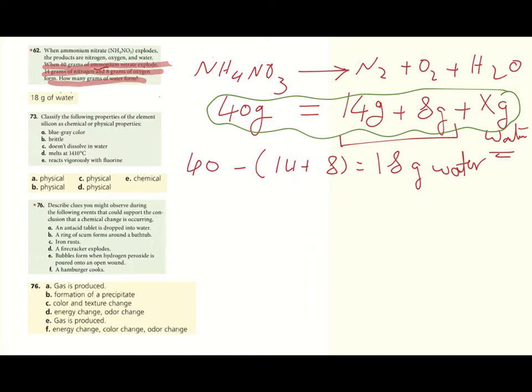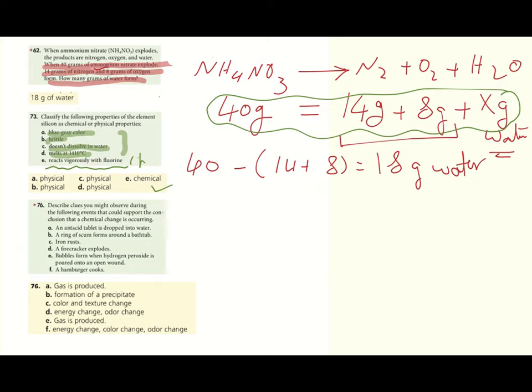Next question. Classify the following properties of the element silicon as chemical and physical properties. Blue and gray color. Whenever you have color or density or melting or boiling point, they are physical properties. Brittle, it's also physical. Doesn't dissolve in water, it's physical. Melting point, all of those are physical properties. Well, the last one, reacts vigorously with fluorine. Reacting with fluorine is a chemical reaction, so the last one only is a chemical property.